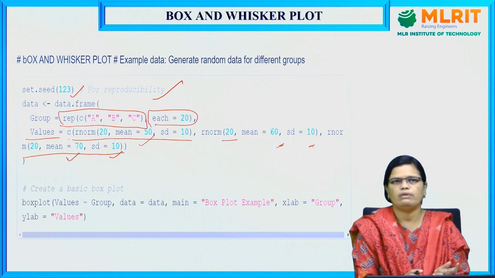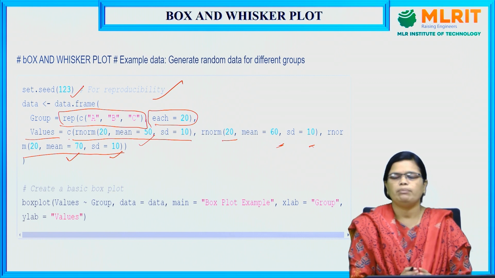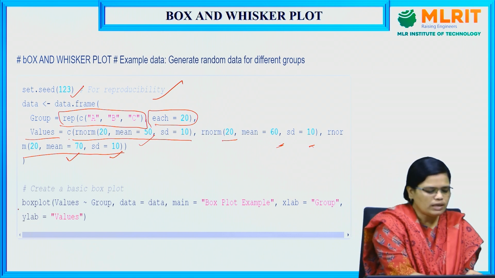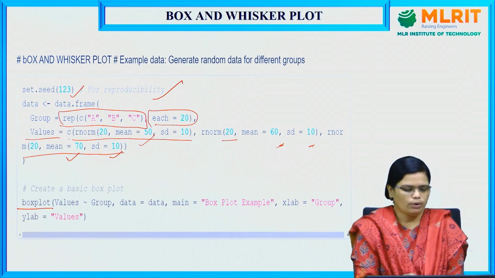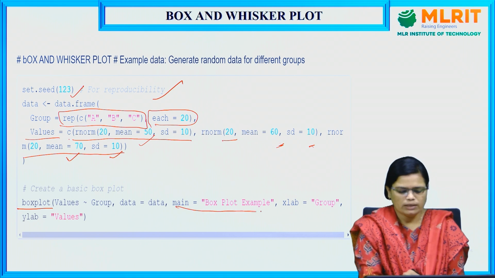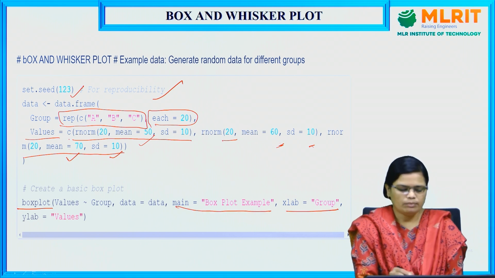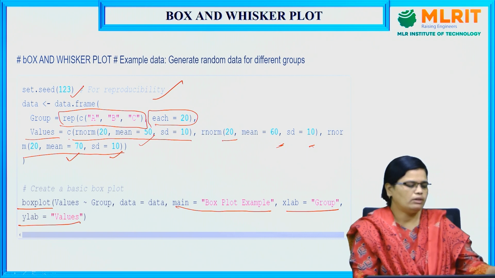For the first set, we have the mean 50 and the standard deviation is 10. For the second set, we have the mean 60 and the standard deviation is 10. For the third set, we have the mean 70 and the standard deviation is 10. And this syntax is for drawing a box plot, and we are assigning the name to the box plot like this, boxplot example. For the X label we have group and for the Y label we have values.